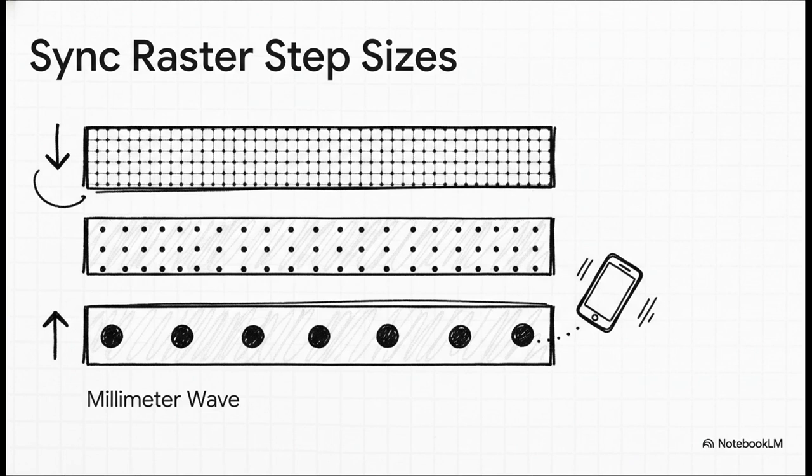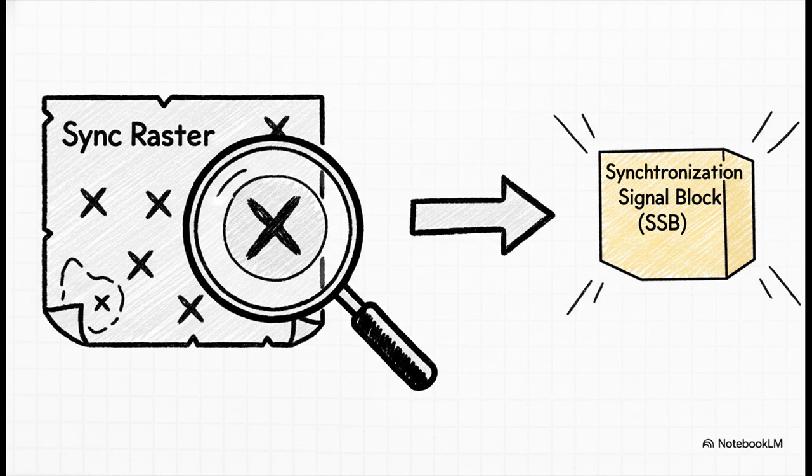And what's really cool is that the map's grid spacing actually changes depending on the frequency band. As you can see, for those super high frequency millimeter wave bands, the steps get much, much wider. This allows the phone to scan those enormous channels way more efficiently. Okay, so your phone's got the map. It's using the sync raster to narrow down the search.